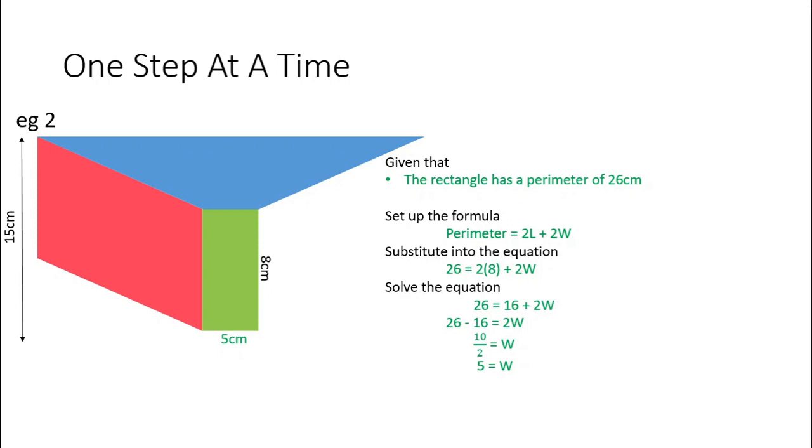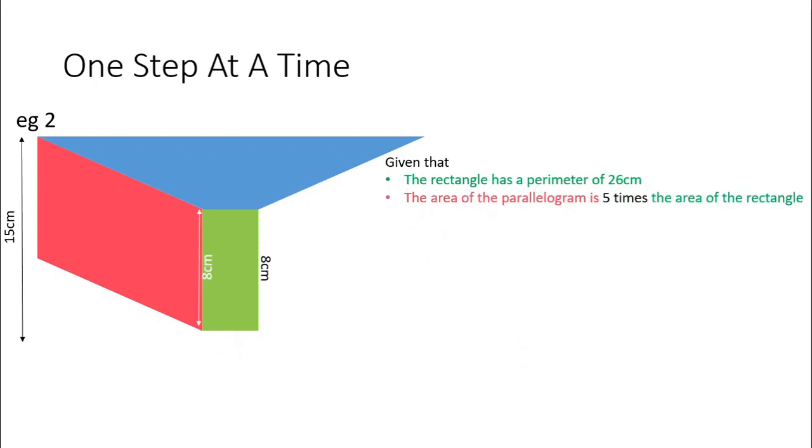I hope you started by drawing a diagram because we're going to label it with all the information that we've got, and that's going to help us to solve. Remember, don't jump ahead and try to solve without following these steps. Next step we're told is that the area of the parallelogram is 5 times the area of the rectangle.